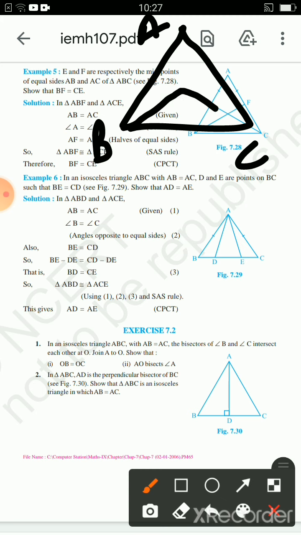The bisectors meet at point O. You are joining A to O. These angles are equal and the side AB is equal to AC.